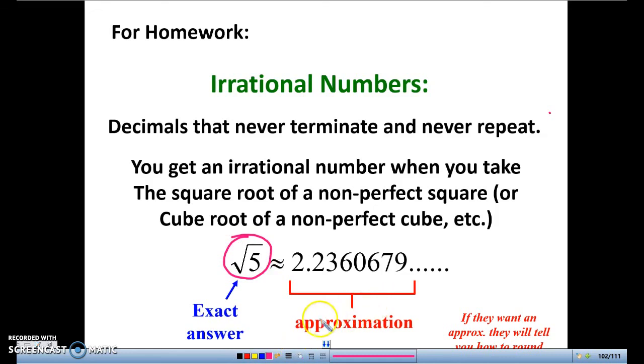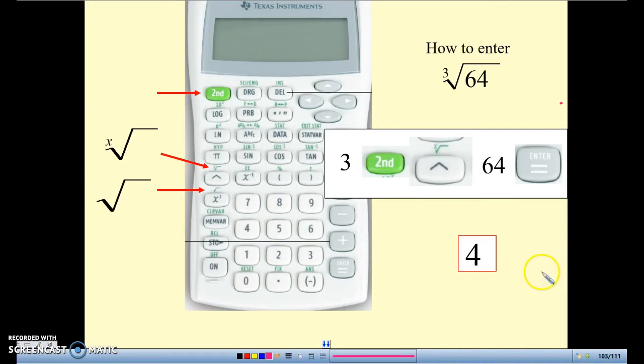If they want you to approximate, and they will say the word approximate, and they will tell you how to round, then you're actually going to take the square root of whatever your number is and enter that as your answer. You might need to watch one of those videos and review the rounding rules. How do you round to the tenths place? How do you round to the hundredths place? How do you round to the thousandths place? Okay, and one more thing.